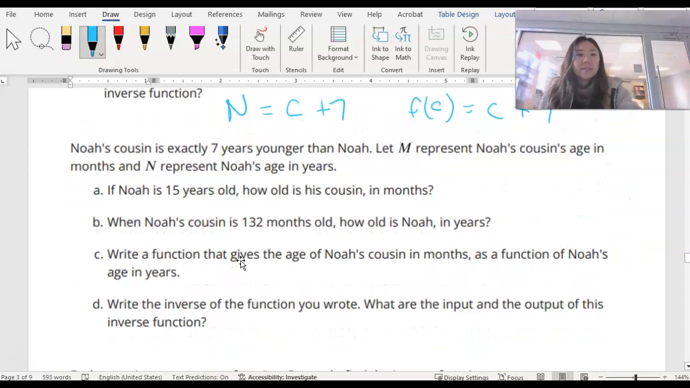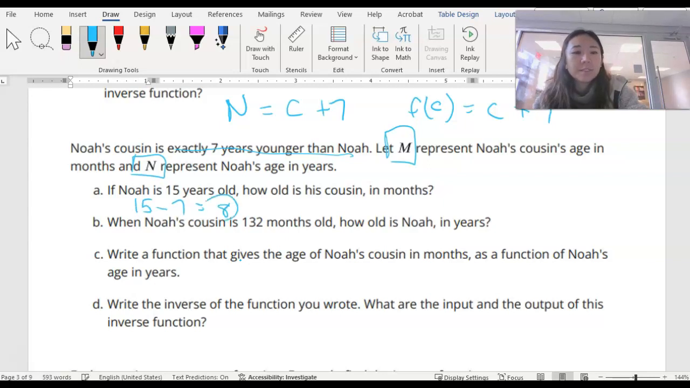Noah's cousin is exactly 7 years younger than Noah. Let m represent the cousin's age in months, and n represent Noah's age in years. So now we're looking at the cousin's age and Noah's age, but in months versus years. If Noah's 15 years old, how old is his cousin in months? Well, if he's 15 years old and his cousin is 7 years younger, that means his cousin is 8. And so 8 times 12 gives us 96. So his cousin is 96 months old.